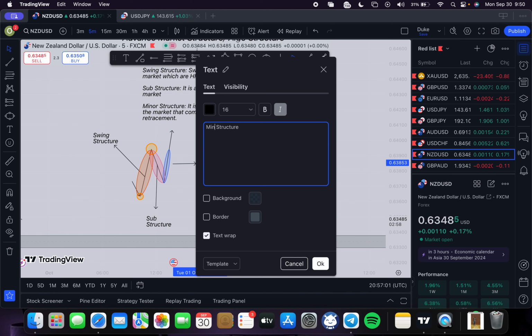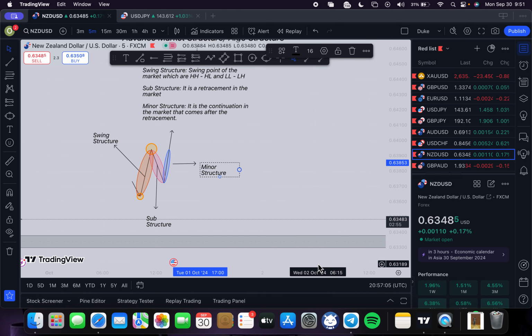Minor. This is your minor structure. You get. Can you see it now? Yes.